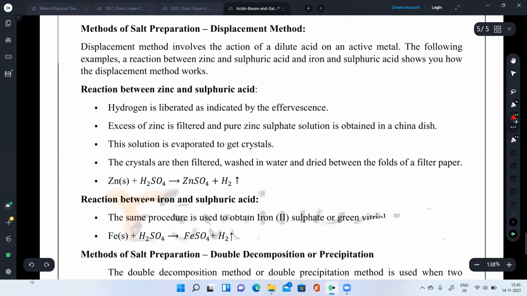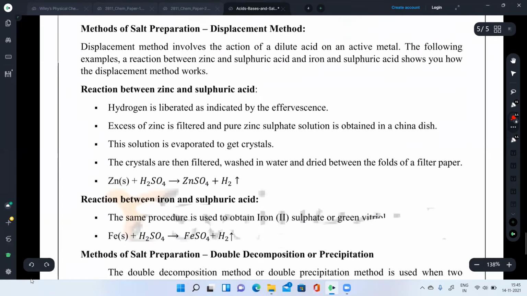Here, one doubt, sir. After that iron example, after H2 they have put an arrow mark, no, sir? If the arrow is upward, it means it is formed as a gas. If the arrow is downward, then it is formed as a precipitate, or you can say solid.